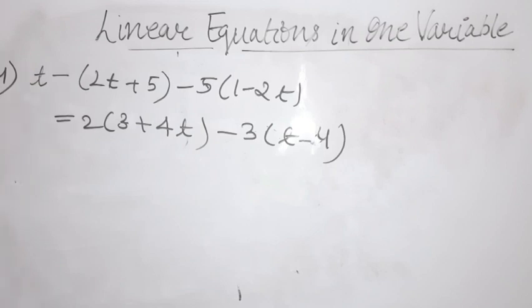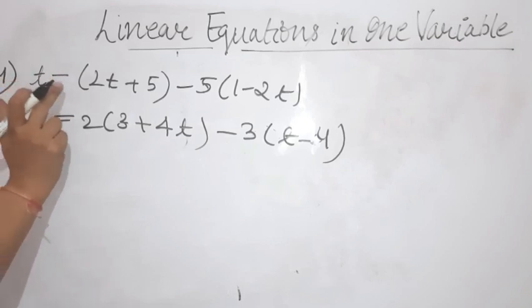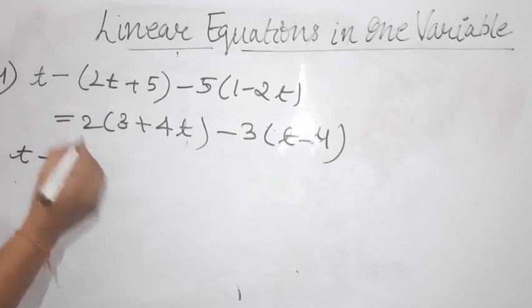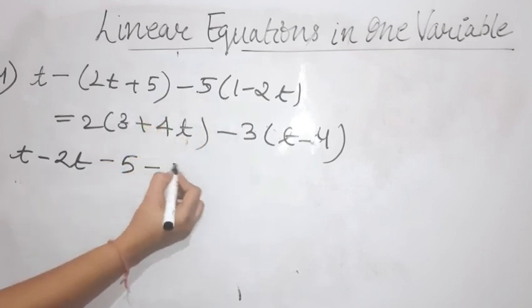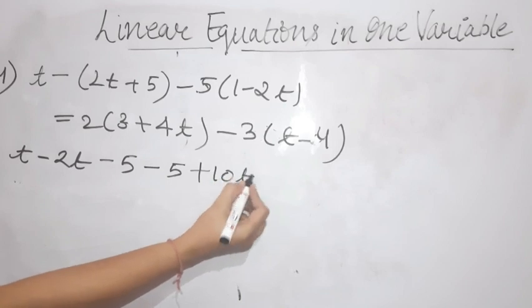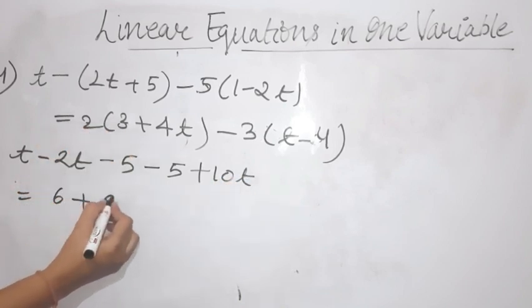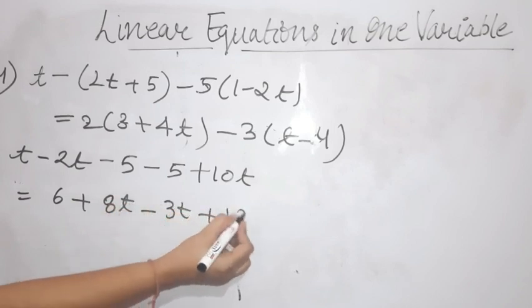I am going to find out the value of t. So t, now there is a negative sign, nothing is before the bracket. So this negative sign will be multiplied by the terms given in the bracket. So t minus 2t, minus minus, so minus 5. Now minus 5 ones are 5, again minus 5, minus minus plus, 5 twos are 10, so it will be 10t. 2 threes are 6, 6 plus 2 fours are 8, 8t minus 3t, minus minus plus 3 fours are 12.